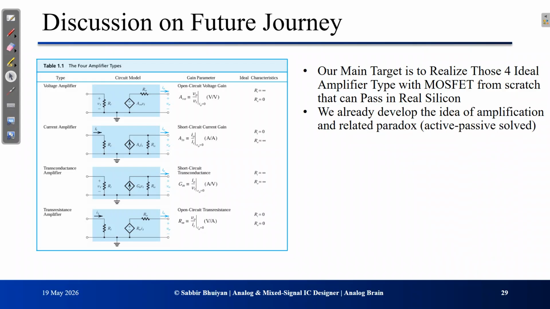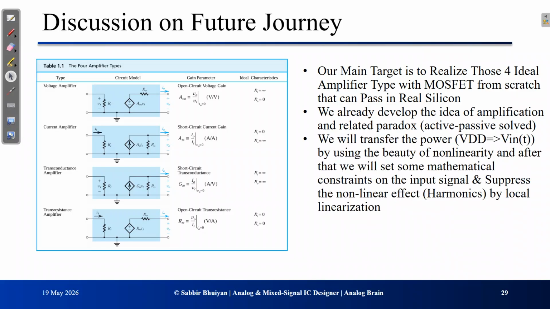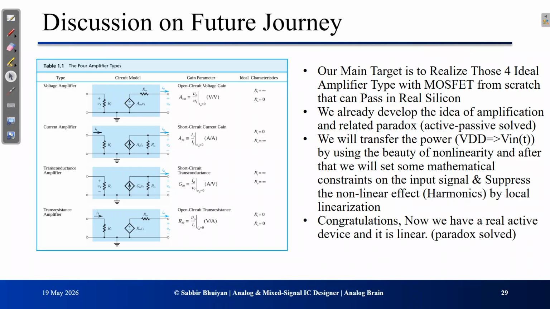We already developed the idea of amplification and the related paradox, active and passive solved. We will transfer the power from VDD into the signal by using the beauty of nonlinearity. And after that, we will set some mathematical constraints on the input signal and suppress the nonlinear effect, harmonics, by local linearization. So congratulations, now we have a real active device and it is linear. The paradox is solved. So thank you. See you soon.